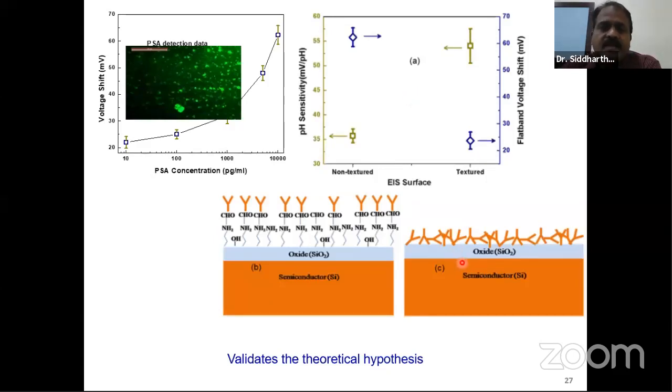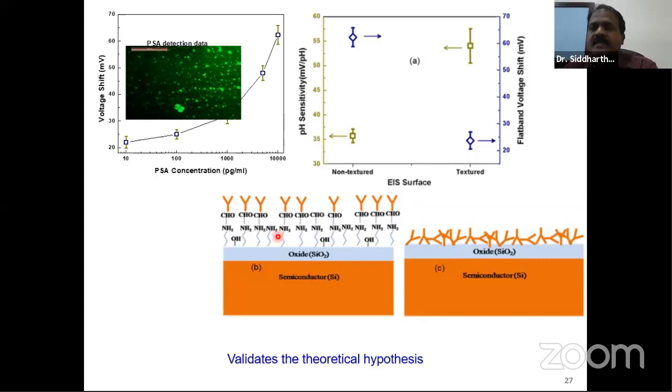But then there was another experimental paper which contradicted the hypothetical work. And what we found is that there is a difference between our work and theirs. This is the way we have structured it: we have very well oriented antibodies on the surface, while the other group had non-oriented antibodies on the surface, and hence their experimental work did not match the theoretical validation, while our work matched it.